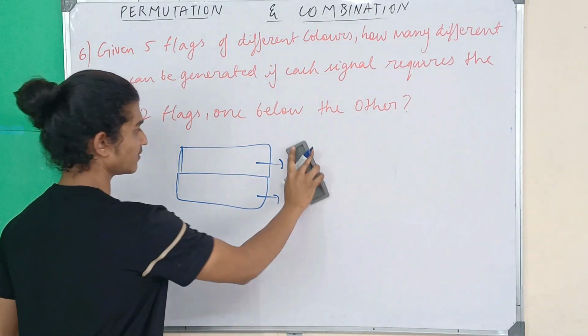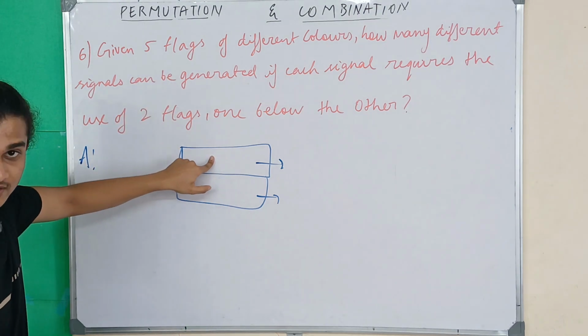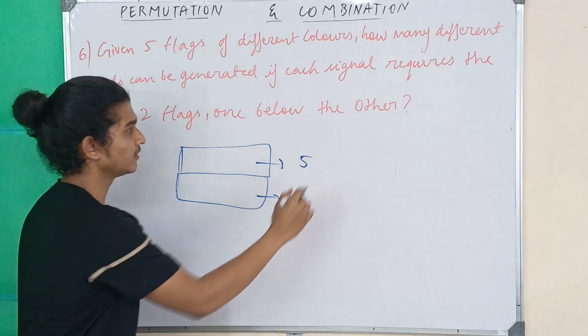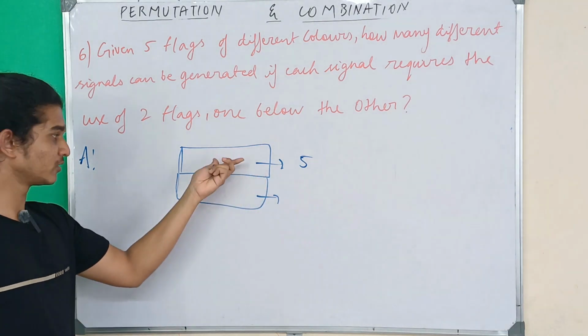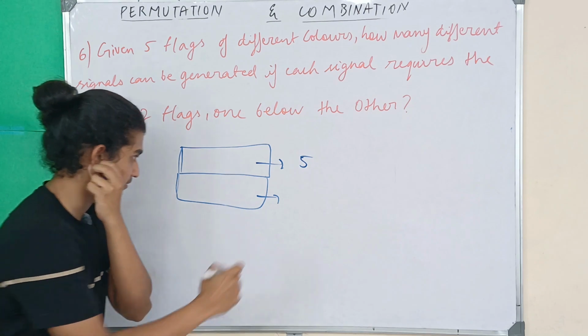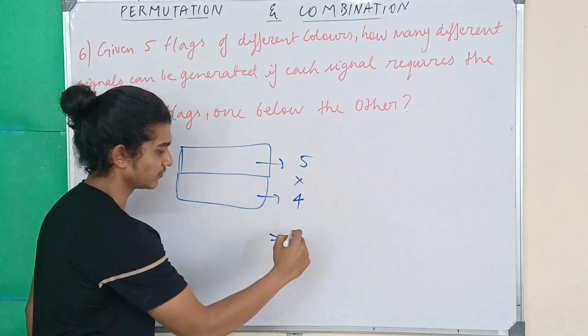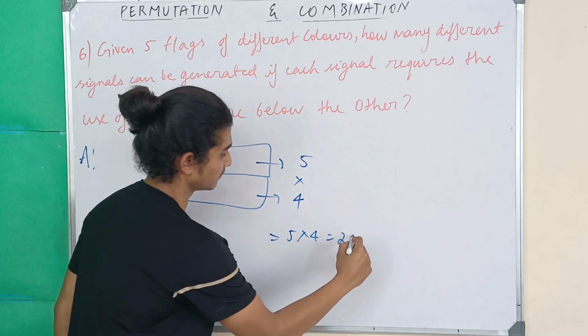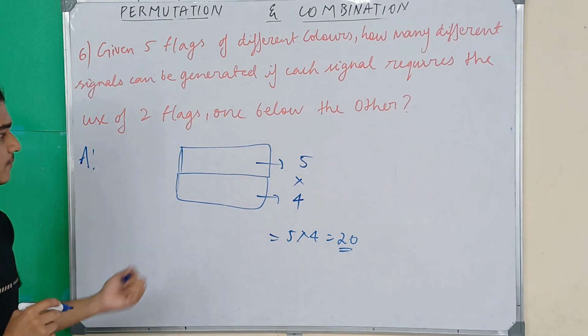How many colors are there with you? You have 5 different flag colors. So you put all the 5 here. Since repetition is not allowed, you take 1 from that and the rest you put over here. So you have 4. So what are the possible outcomes? 5 into 4, 20. So 20 different combinations of flags you can make using this particular criteria.